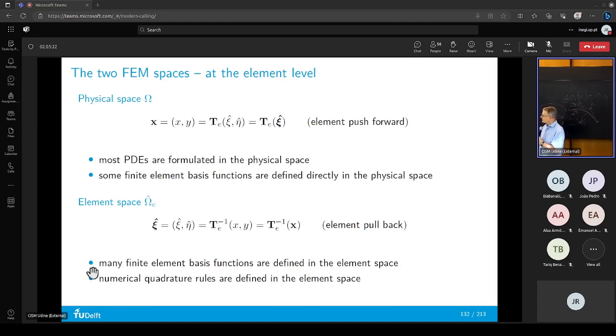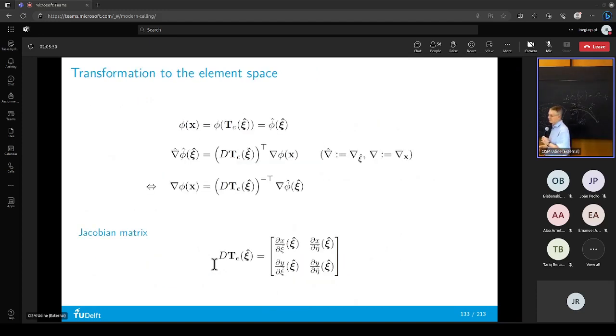Just to explain this, mostly the PDE, and sometimes the basis functions, but in most cases not, are defined on the physical space. But the entire computation actually takes place on the element space, because the numerical quadrature rules are defined there, and very often also the basis functions. If they are a little more evolved, you define them there. Okay, this is the transformation to and from the element space.